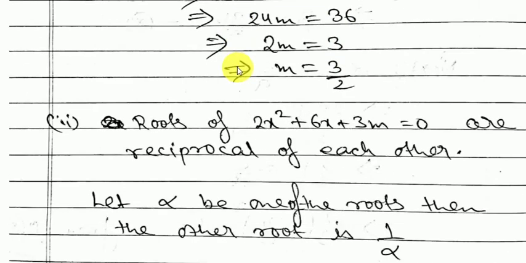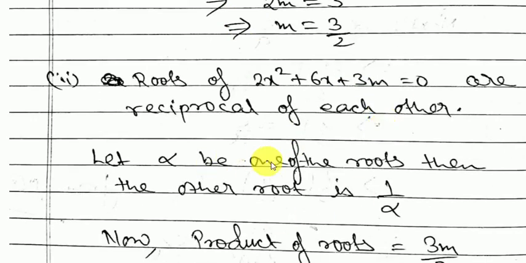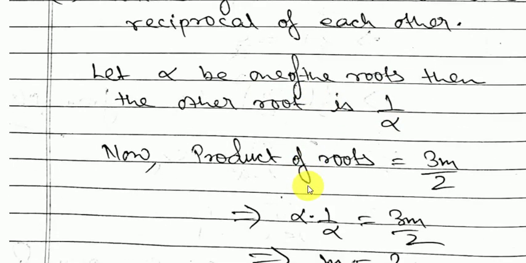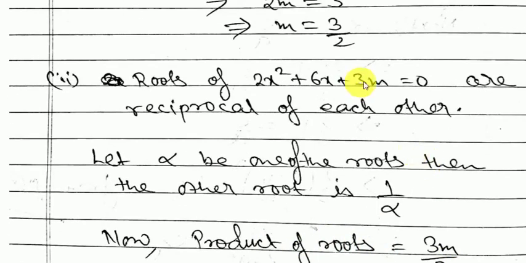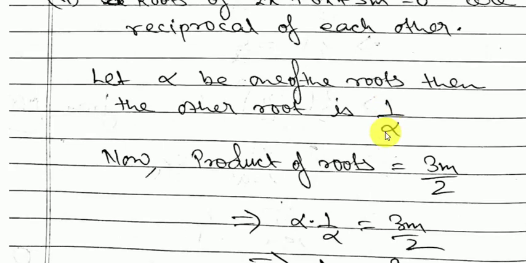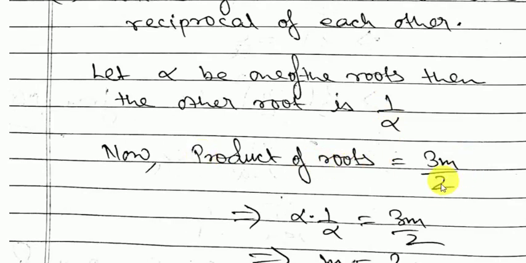Next, it's asking what should be the value of m so that the roots are reciprocal. Suppose one root is alpha, then the other root has to be its reciprocal, that means 1 by alpha. So we know that product of roots is given by c upon a. Here c is 3m, and a is 2. So the product of roots will be 3m upon 2.